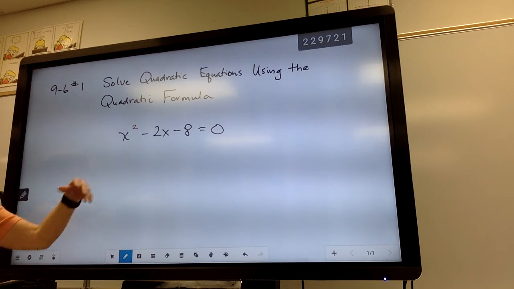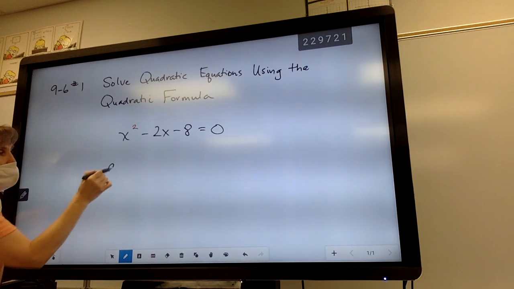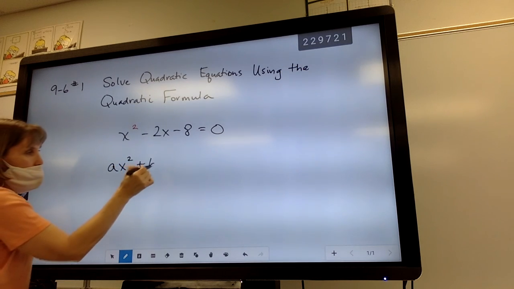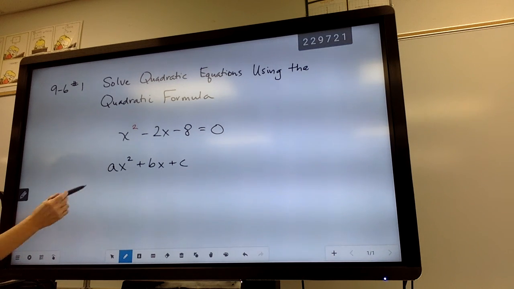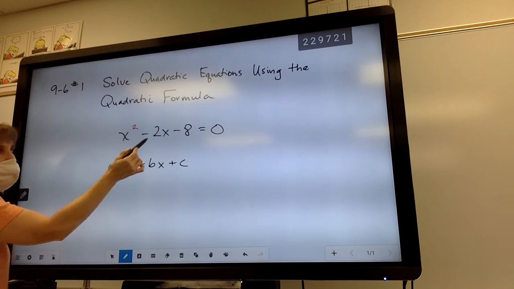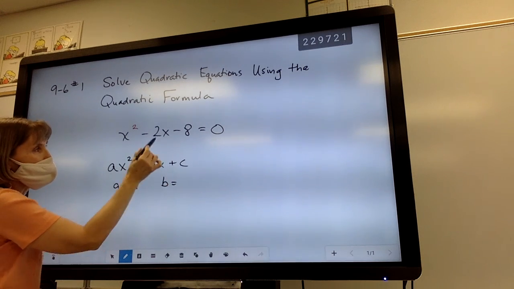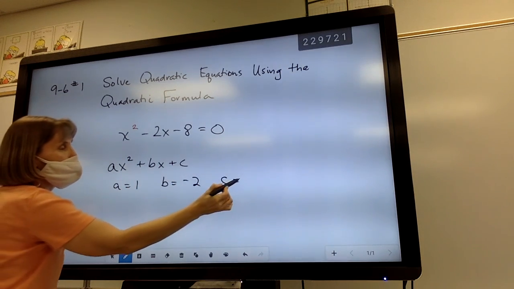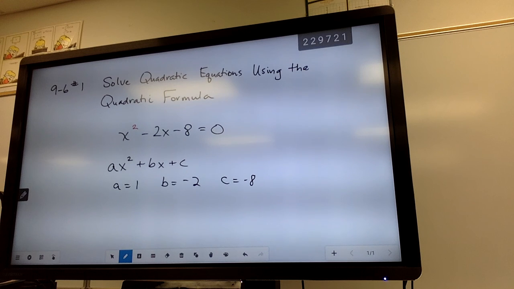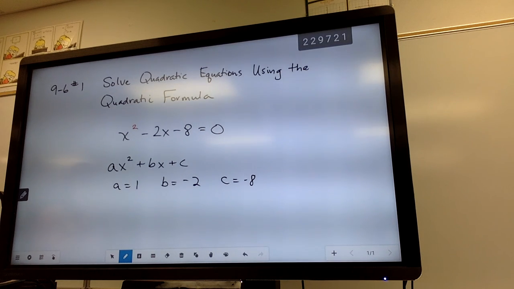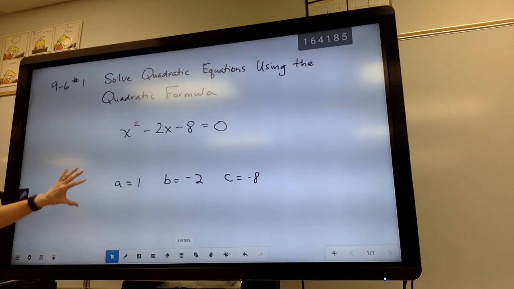So we have a quadratic equation, and we recall that we have coefficients in front of each one of these values. We said this was in the form ax squared plus bx plus c. That was called standard form, right? So our a, our b, and our c values were these coefficients and constants. In this case, a would be equal to 1, b would be equal to negative 2, and c would be equal to negative 8. You remember doing that in chapter 8 when we were figuring out the axis of symmetry? Okay, well, we can go back and we can use that for the quadratic formula.